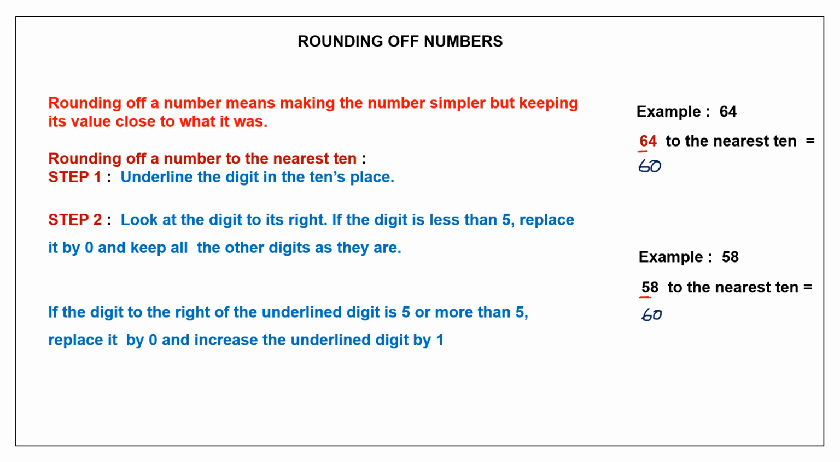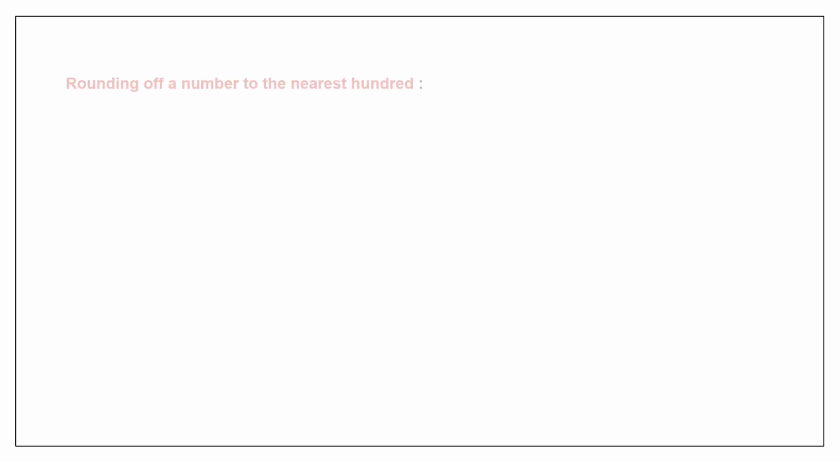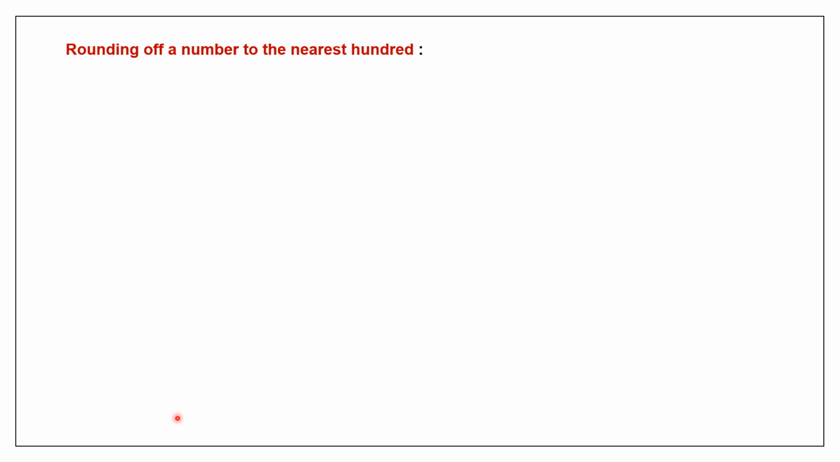Okay, so the main thing is looking at the digit to the right. If it is less than 5, then replace it with 0 and keep all the other digits as they are, like this, no change. Whereas if it is more than 5, increase the tens place by 1. Then the next one. Now, how do we round off a number to the nearest 100 this time?